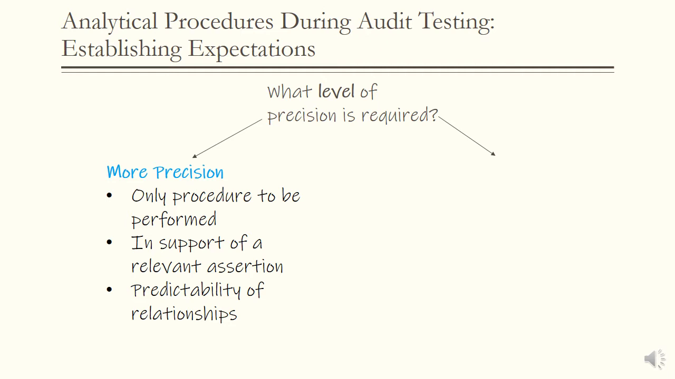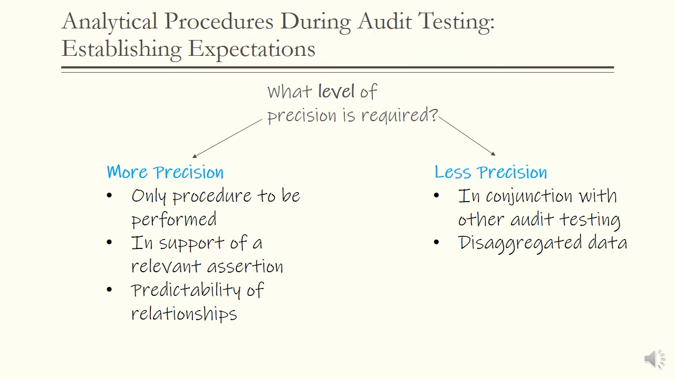And finally, if the relationships are unpredictable, you're going to need to render a more precise estimate. For example, research and development expenditures and accruals are both highly subjective and can vacillate wildly from year to year. Income statement items, on the other hand, tend to be pretty predictable. For these low predictability items, you want a more narrow range of precision. For these high predictability items, you can be a little less precise.